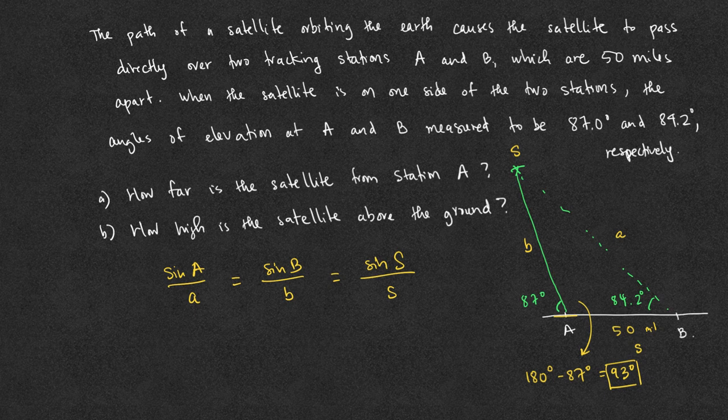In a triangle, the three angles add up to 180 degrees. Knowing the angles A and B inside the triangle already, we can find the angle S by taking 180 degrees minus the sum of the other two angles inside the triangle, which is 93 degrees plus 84.2 degrees, or we simply take 180 minus 93 minus 84.2, and this is 2.8 degrees.